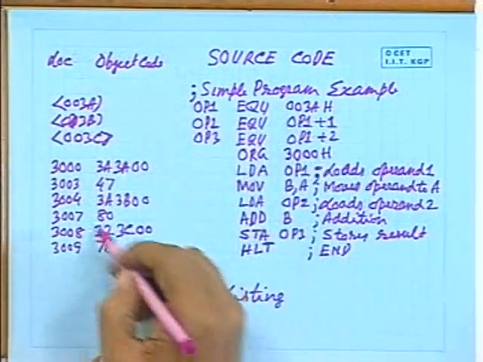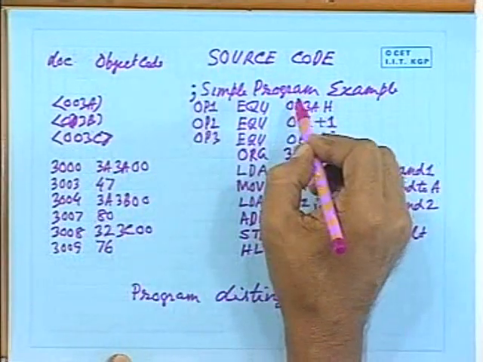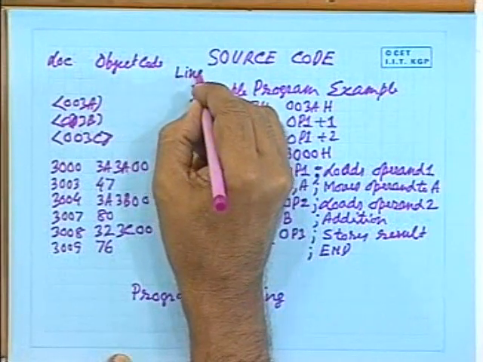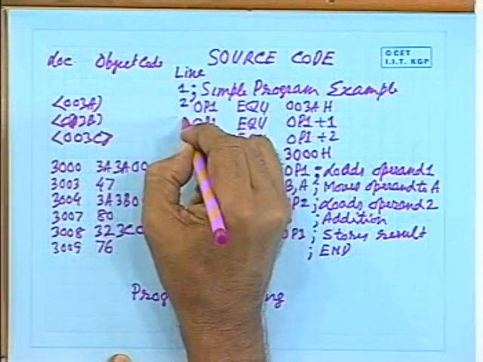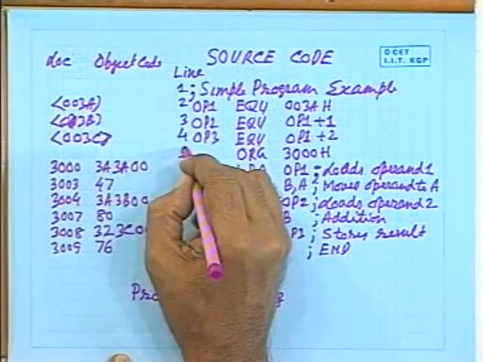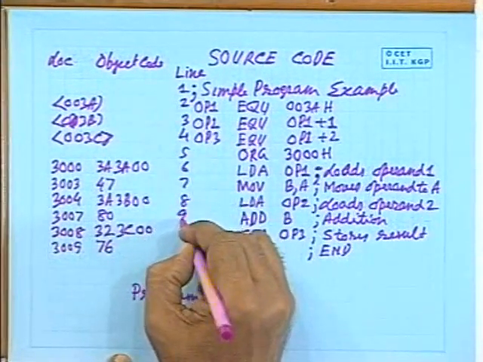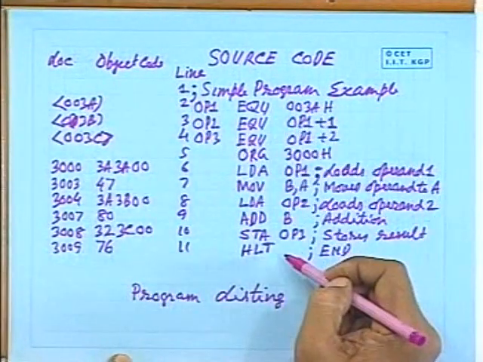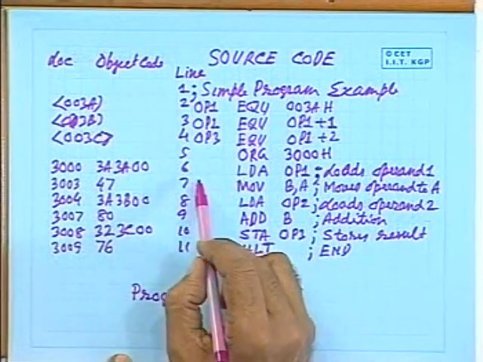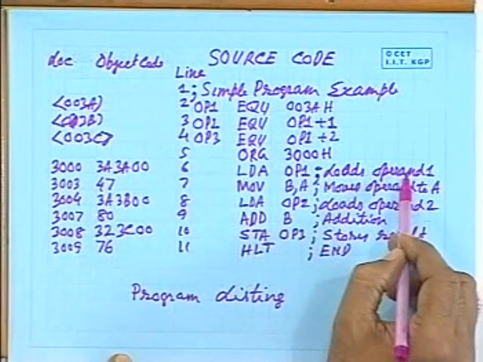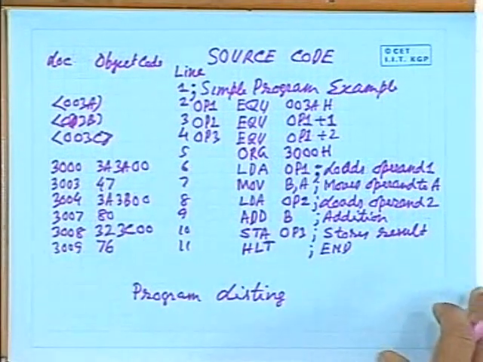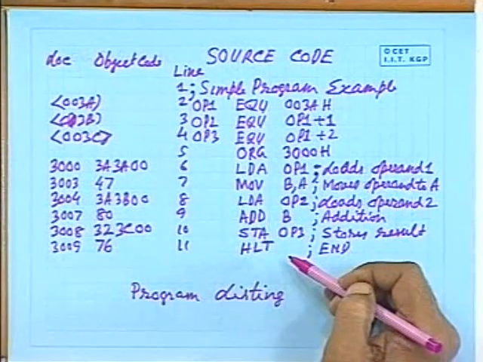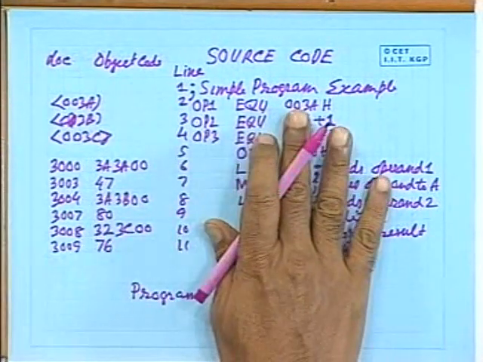you will get this kind of listing where the source code and object code will be provided, and some assemblers will provide the line number for easy debugging: 1 2 3, for modification 4 5 6 7 8 9 10 11. So 11 lines of assembly language program, and for example you want to modify this, then by using the assembler line number, you can do the modification of the program. So this is how the source code is provided.